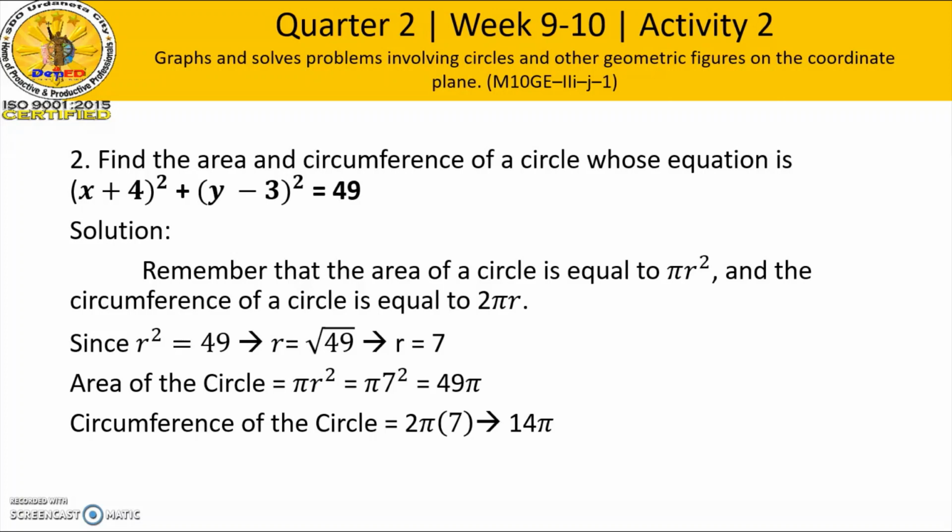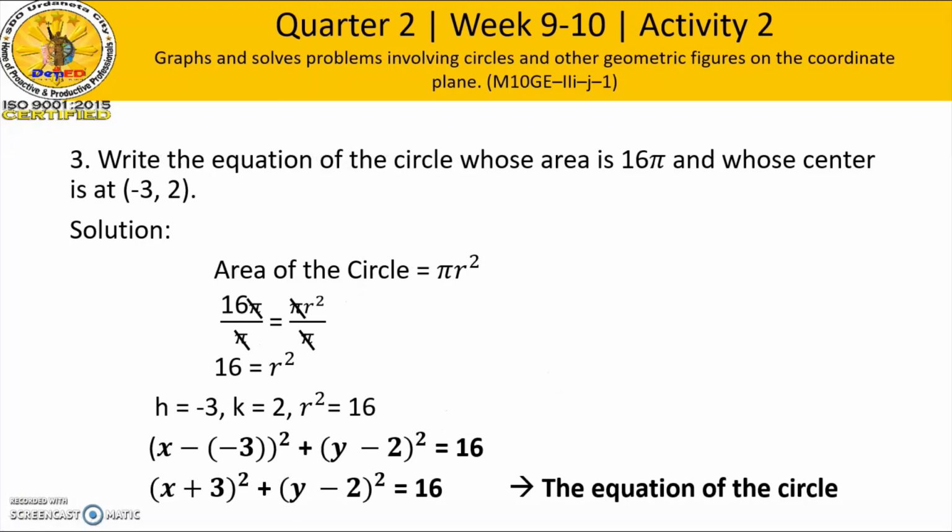So, the area of the circle is equal to pi r squared. Substituting the value of r, which is 7, we have pi multiplied by 7 squared. So we have 49 pi for the area of the circle. The circumference of the circle is equal to 2 pi r. By substituting r by 7, we have 2 pi multiplied by 7, so we have 14 pi.